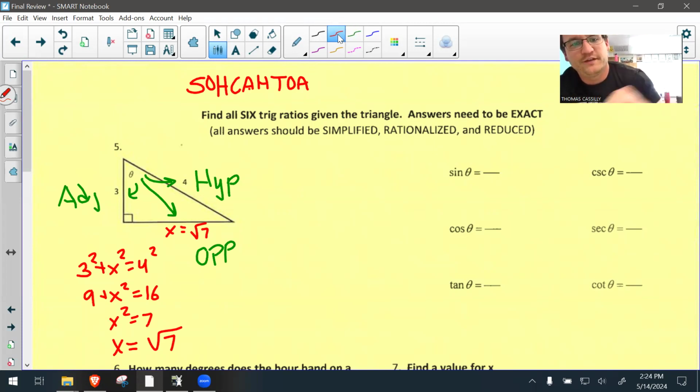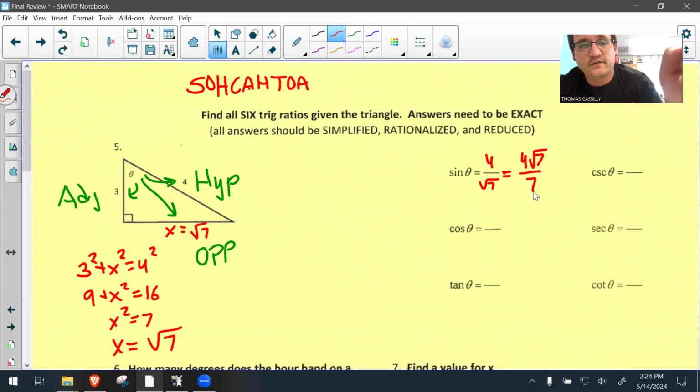Now, unfortunately, on these, we have that radical on the bottom, which is always unfortunate. So the sine here is 4 over the square root of 7. Now, we don't like having that radical on the bottom. So in the last video, we talked about rationalizing denominators. I'm not going to go through that whole process on all of these because I'm trying to make this video somewhat short. So this ends up being 4 square root of 7 over 7.